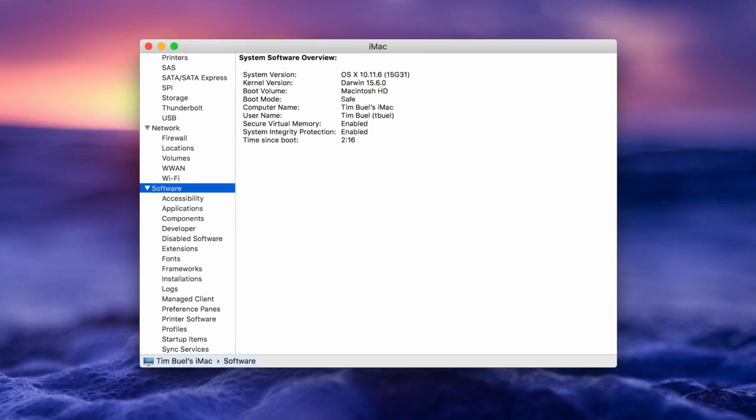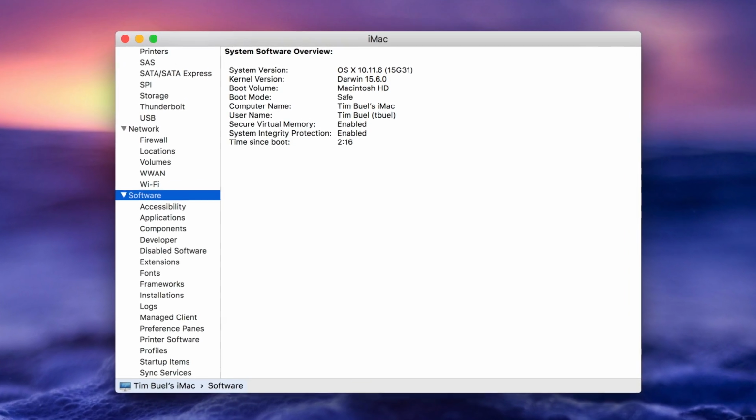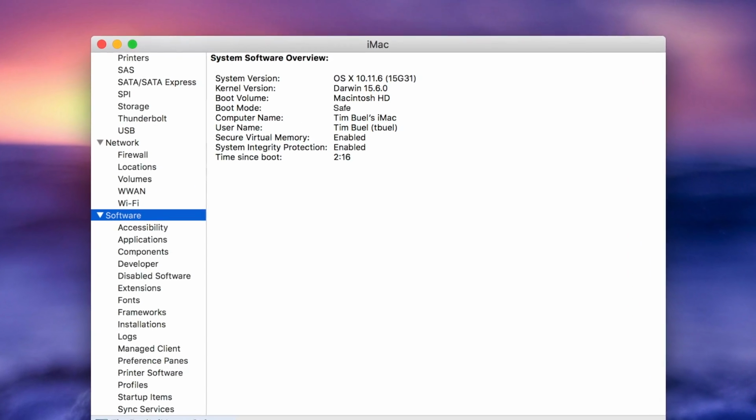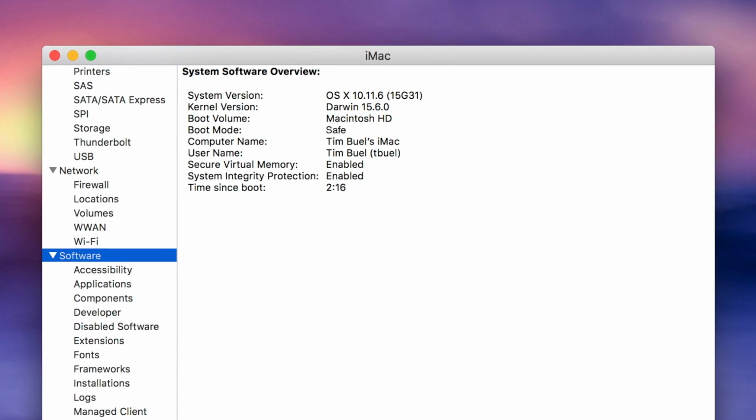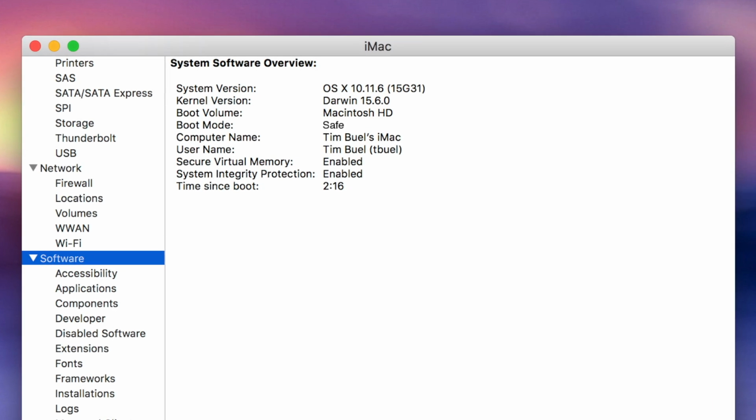And you also might see some erratic behavior as the computer is not using all of its normal extensions and software components, and this is why it makes for a good diagnostic tool. Checking the computer software in the system profiler should reveal safe under boot mode, where customarily it will say normal.